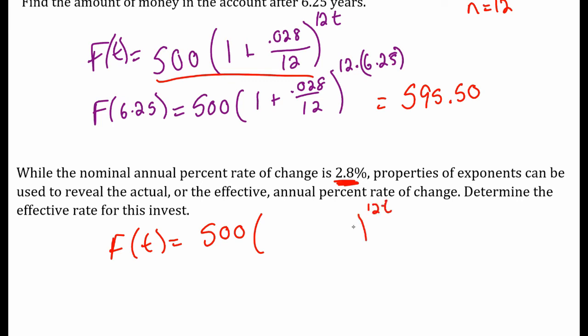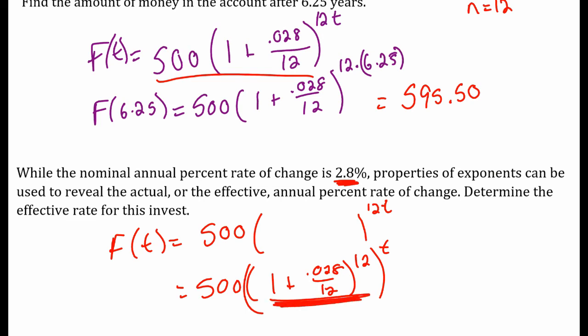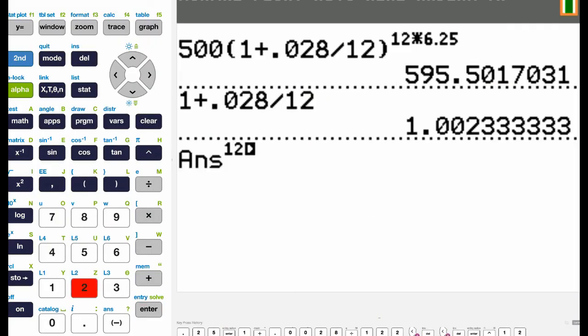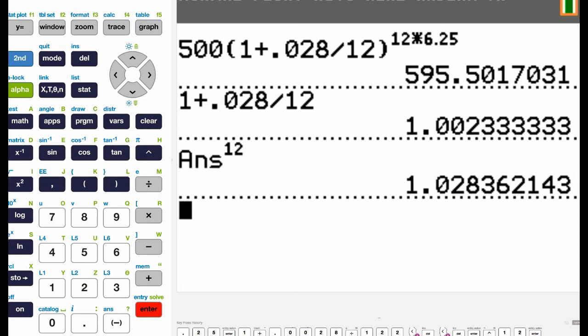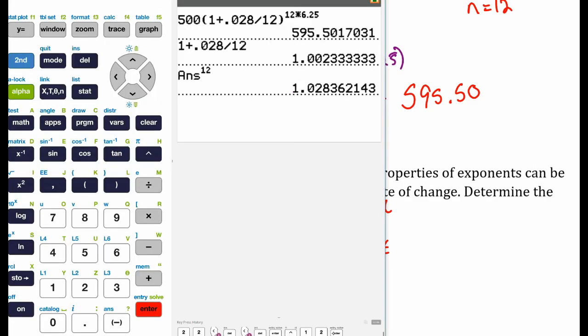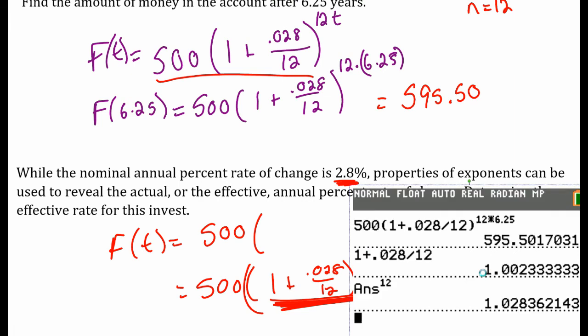Well, we can use a power to a power rule, and let's raise that to the 12th power. Let's do 500 times 1 plus 0.028 over 12 raised to the 12th power, and then we'll raise that to the t power. Let's figure out what this inside number is by doing that 12th power first. That'll tell us the annual rate. So let's raise that number to the 12th power. And this will tell us the effective rate, what rate the money is actually growing at. So let me just drag that on here so I don't need to keep flipping back and forth.